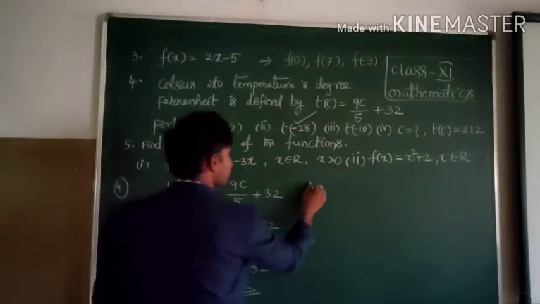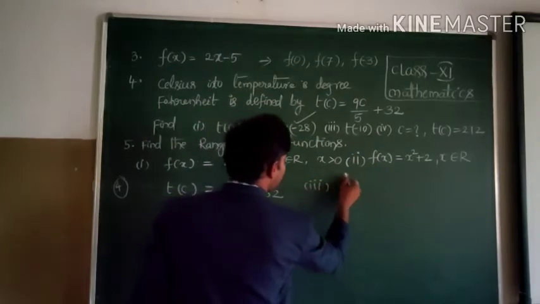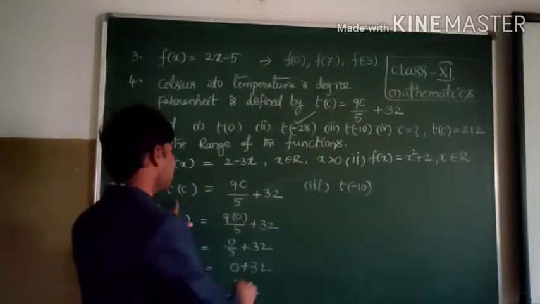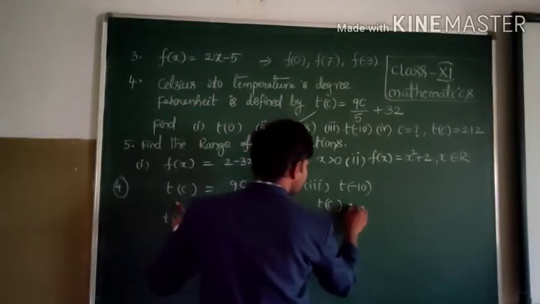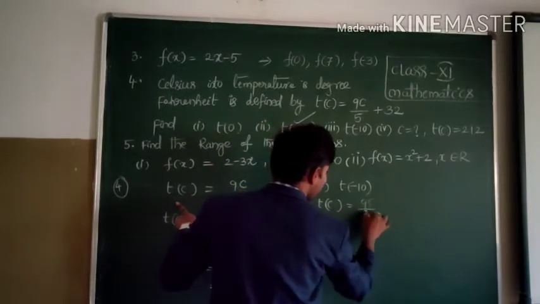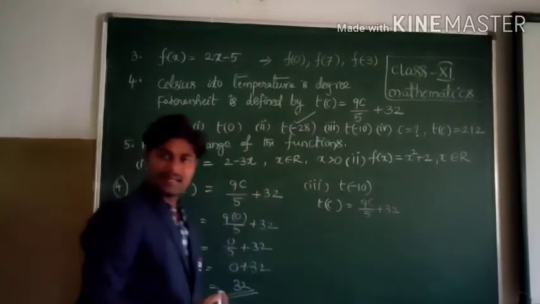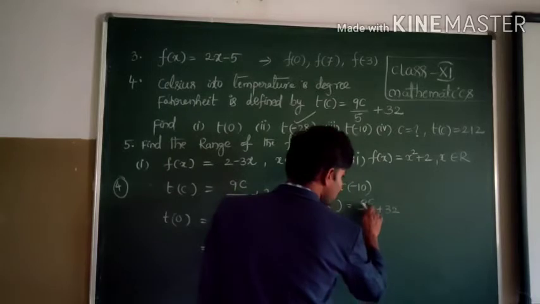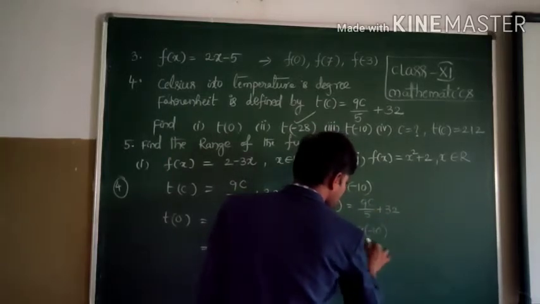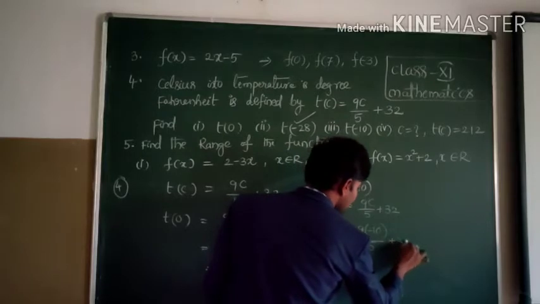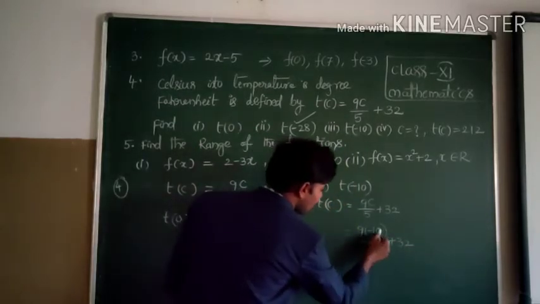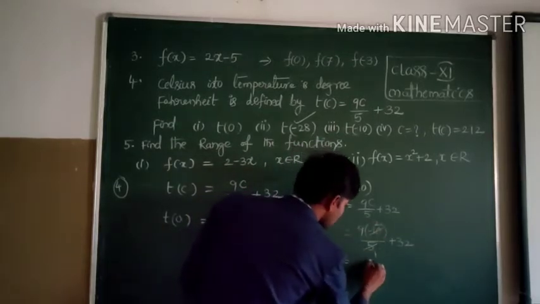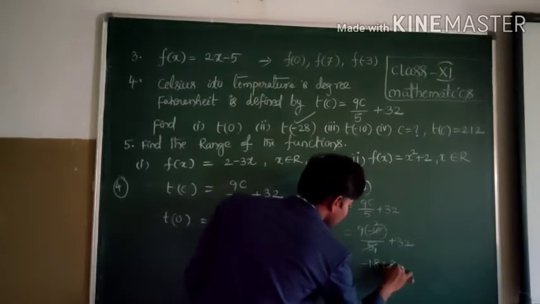Now let's see the third problem here. My T of minus 10. T of minus 10. So already T of C is given, that is equal to 9C by 5 plus 32. 9C by 5 plus 32. So 9 into C value, which is minus 10, whole by 5, plus 32. Right? 5 one times 5, 5 two times 10. So minus 2 here. So 9 into minus 2 is minus 18, plus 32.